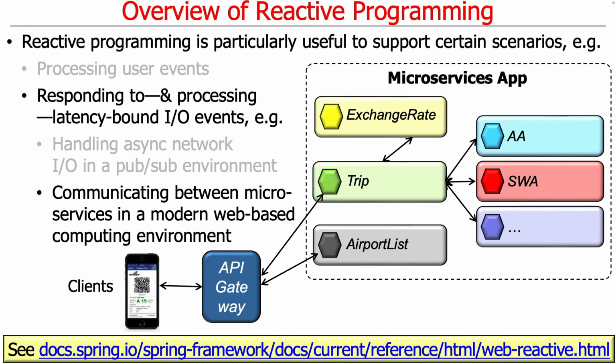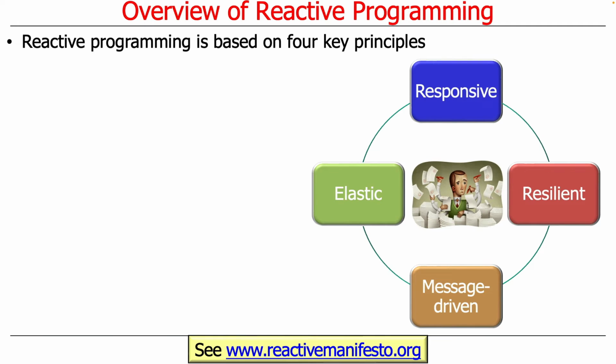That would be another example. We're going to be using reactive programming quite extensively to communicate between microservices in modern web-based computing environments. So if you take a look here, we have clients that talk to some kind of API gateway, and then that API gateway turns around and disseminates the incoming requests to a bunch of microservices that do various things, and all of that can run in a nice asynchronous way, which has many virtues, which we'll talk about.